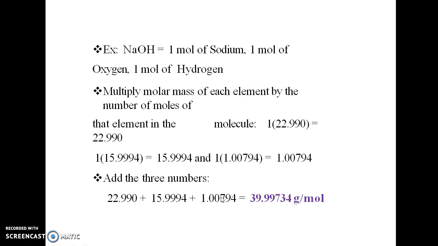A second example: we take NaOH. In NaOH, 1 mole of sodium, 1 mole of oxygen and 1 mole of hydrogen are present. So multiply the molar mass of each element by the number of moles of that element in the molecule, and add these three numbers, you get 39.99 grams per mole.